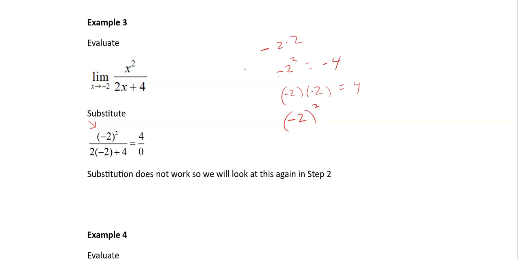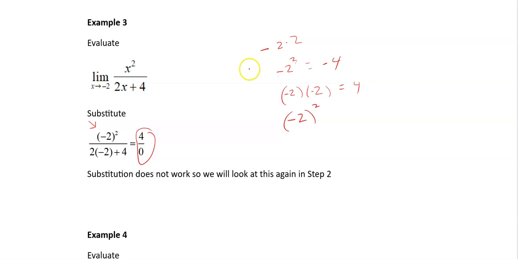But here you notice I get a 4 divided by 0. The division by 0 still means I can't evaluate. But the fact that it was a 4 divided by 0 gives me some clues as to what to do in step 2 as well.